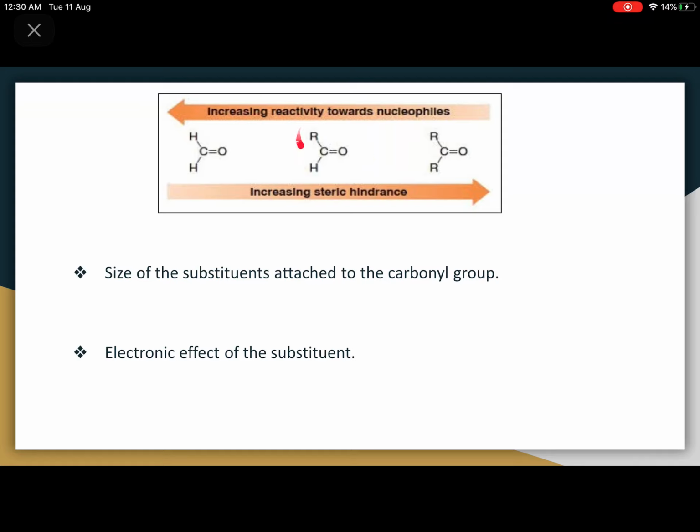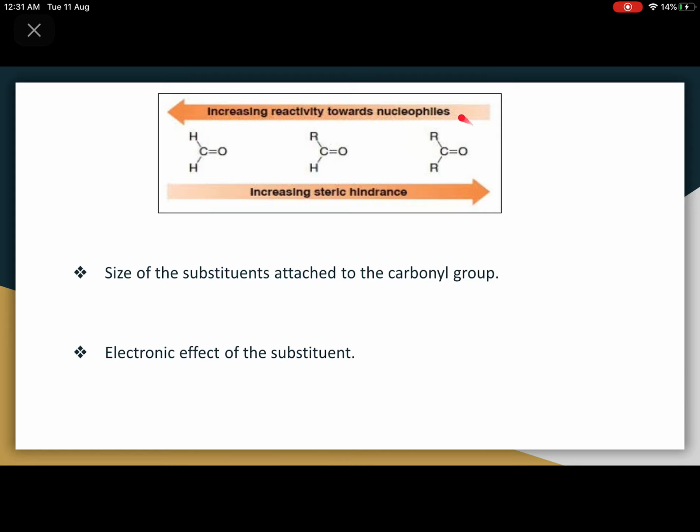Now let's see the second structure. In this, an alkyl group is attached to the carbonyl group, and due to this what will happen? This alkyl group will donate electrons to the carbonyl carbon atom. The electron density at this carbon atom will increase, and due to this the reactivity of this carbonyl group towards nucleophiles will decrease as compared to the first structure.